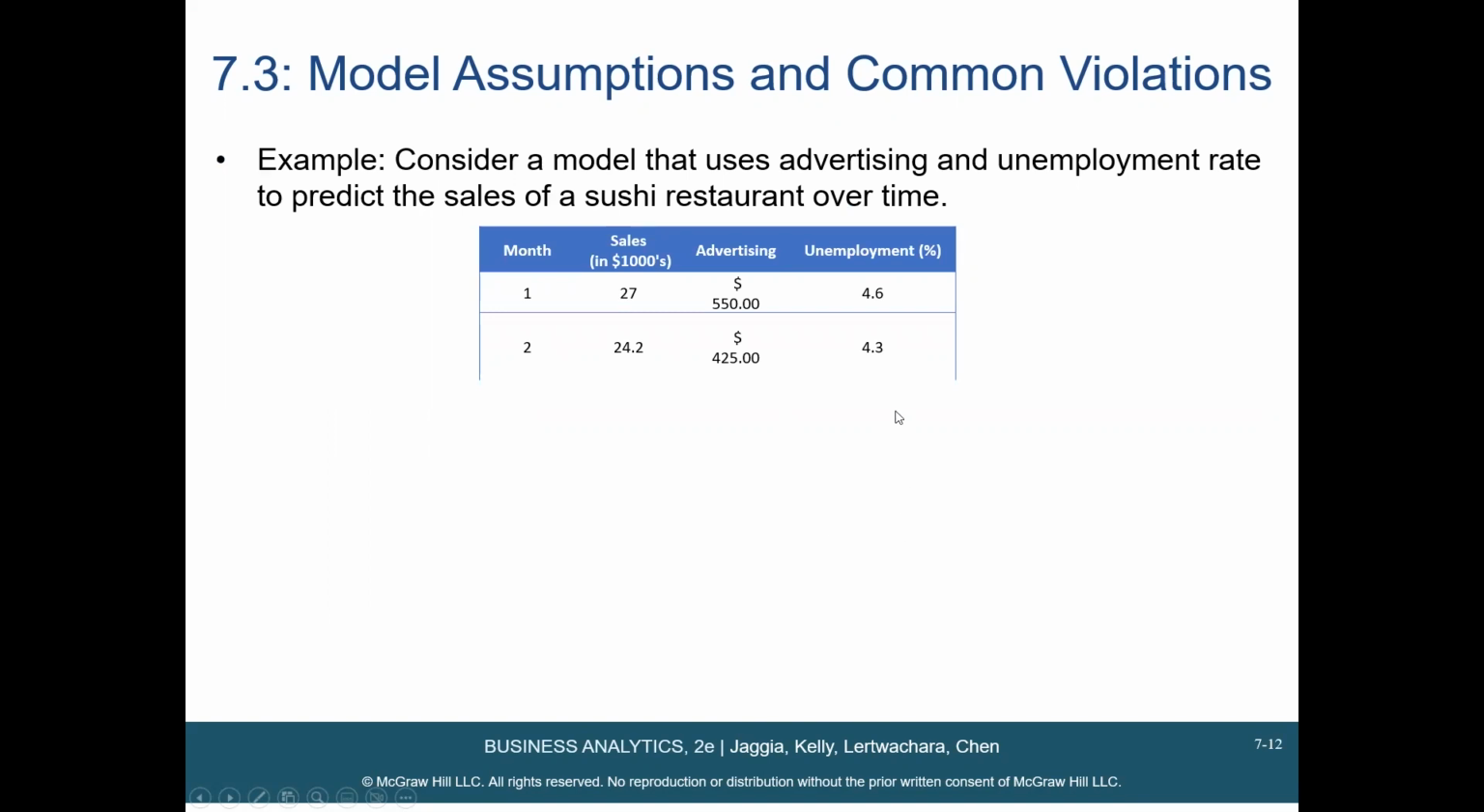So we're going to look at some data on sales. And the predictors that we want to look at are advertising and the unemployment rate. The idea is if unemployment is higher, maybe people don't have the money to purchase our goods and sales would go down. Or if we spend more on advertising, we maybe believe that our sales would go up. So let's go and look at this data.